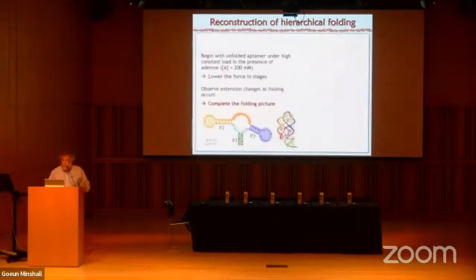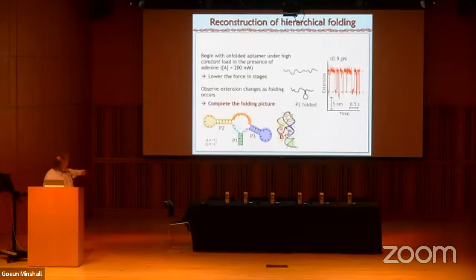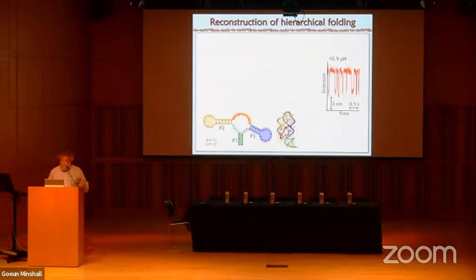And I haven't got a lot of time to go into this, so I'm just going to go quickly through it. We can take it when it's mostly unfolded and allow it to fold a little bit by holding it under some tension. And the first thing that folds is this P2 part, because that's the part that has the most number of complementary bases in it. You'll see that these others are shorter. So this folds first. And then we can start reducing the force in steps.